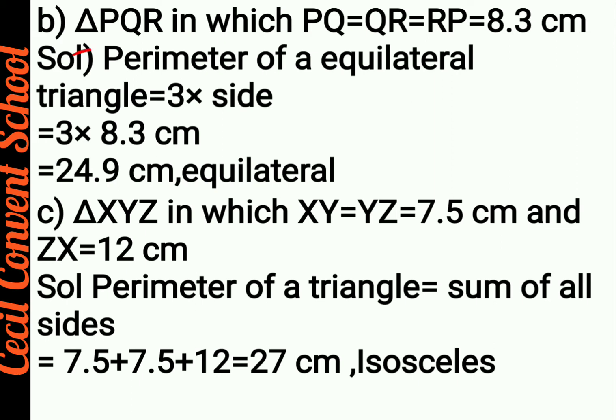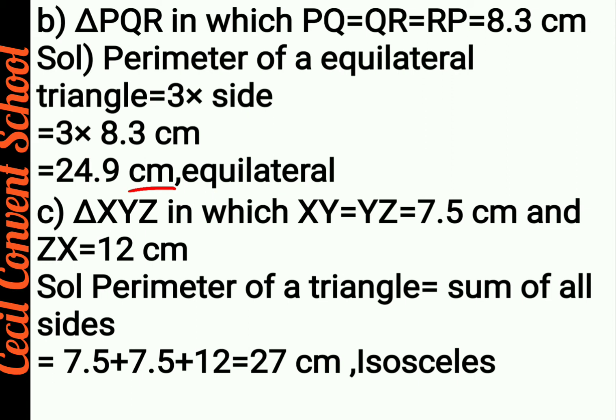Firstly, B. In triangle PQR, all sides are equal. When all sides are equal, what type of triangle is it? It is an equilateral triangle. And in an equilateral triangle, we use the equilateral triangle formula, that is 3 into side. So what side is given? 8.3. So you have to do 3 into 8.3 centimeter. The answer comes 24.9 centimeter, and the triangle is equilateral. Clear?